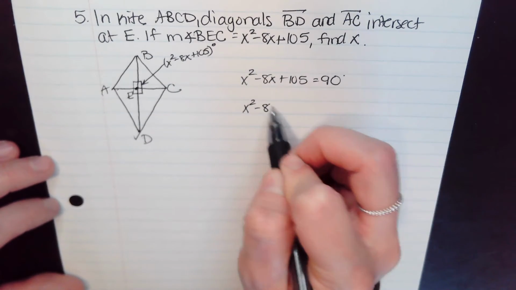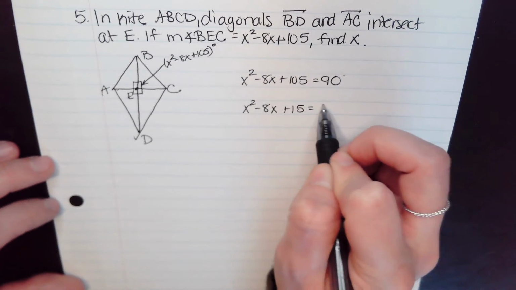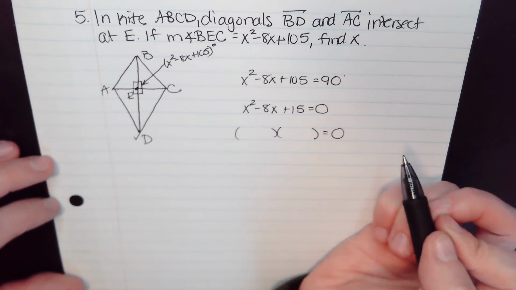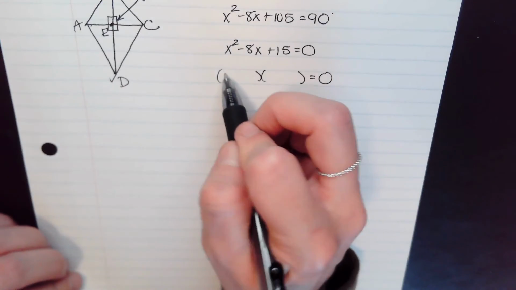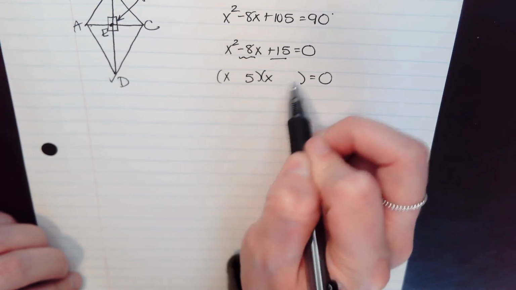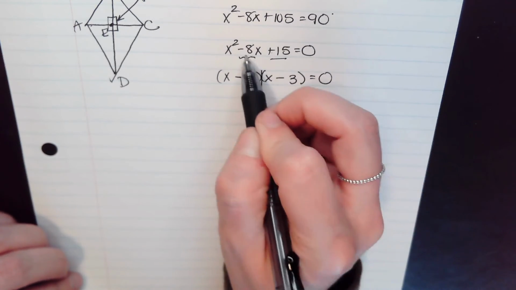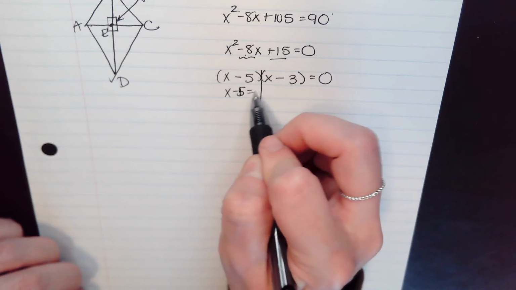All right, so we have an x squared and an x. Anytime I have an x squared and an x, I want to get it equal to 0, so I subtract over my 90. And now to factor this, you can use p's and c's. You don't have to because there's not a 1 in front of the x squared. So I'm just looking for two numbers that multiply to 15 and combine to negative 8. And that's 5 and 3. We want them to both have a negative sign, so they add to negative 8 and multiply to positive 15.